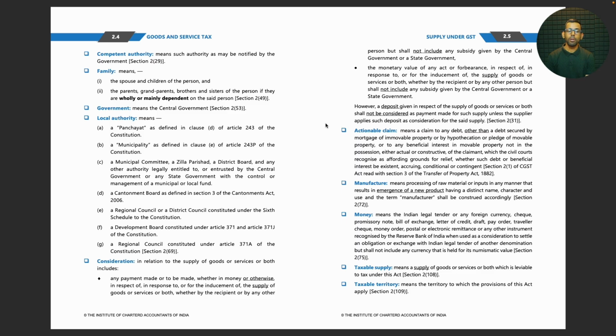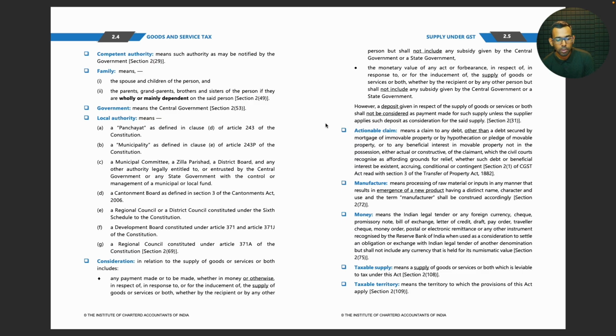Section 2, clause 53. Local authority means a panchayat, a municipality, a municipal committee, Zilla Parishad, district board, and any other authority legally entitled to or entrusted by the central government or any state government with the control or management of a municipal or local fund, cantonment board, regional council or a district council constituted under the 6th schedule to the constitution, a development board constituted under article 371 and 371J of the constitution, a regional council constituted under article 371A of the constitution.